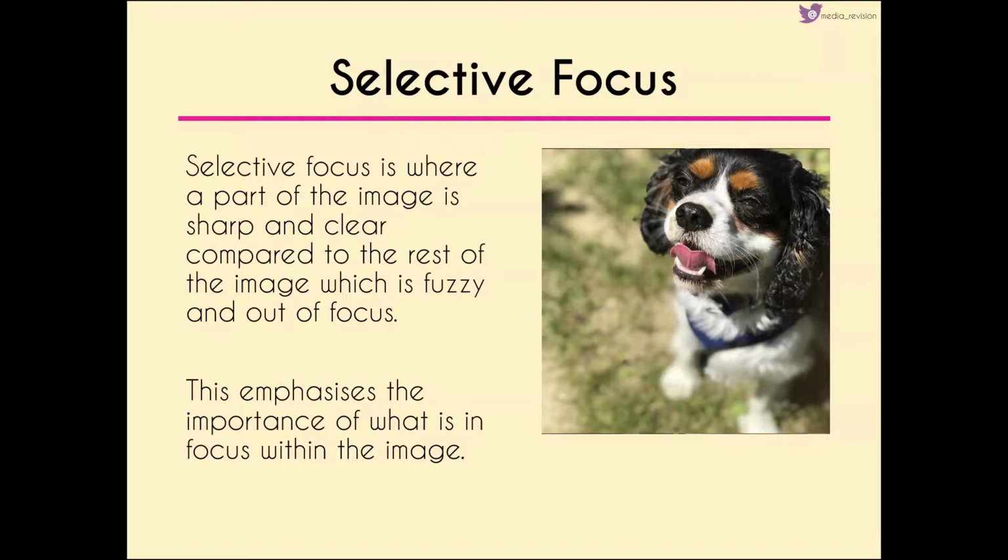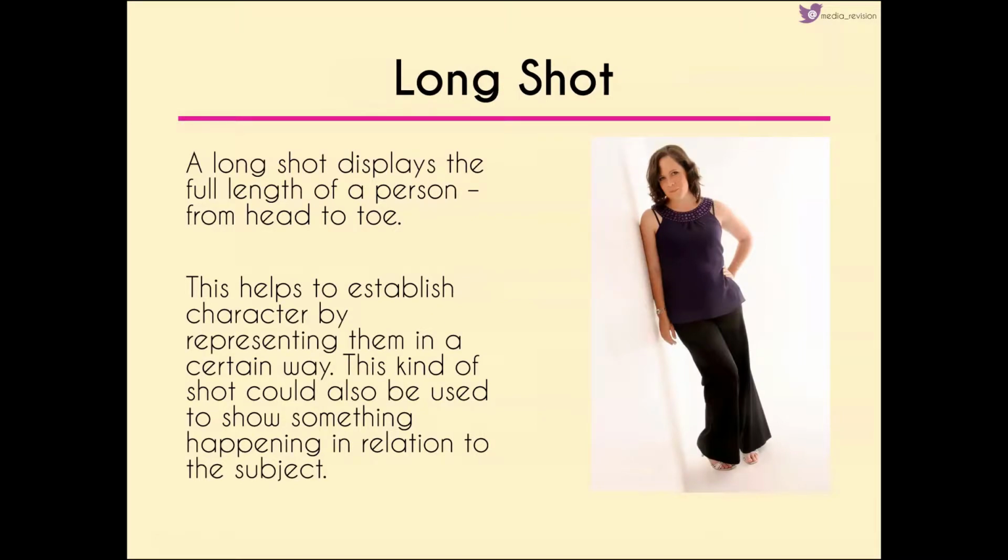Okay, so a long shot then displays the full length of a person from head to toe. We can establish character because we can represent them in a certain way. We can see their dress codes, we can see the way that they're standing and the way that they carry themselves. We can also see gestures as well, and so this is useful not only to give us an idea of who the character is, but we can also see what's going on in the background as well, and that might be important in relation to the character.